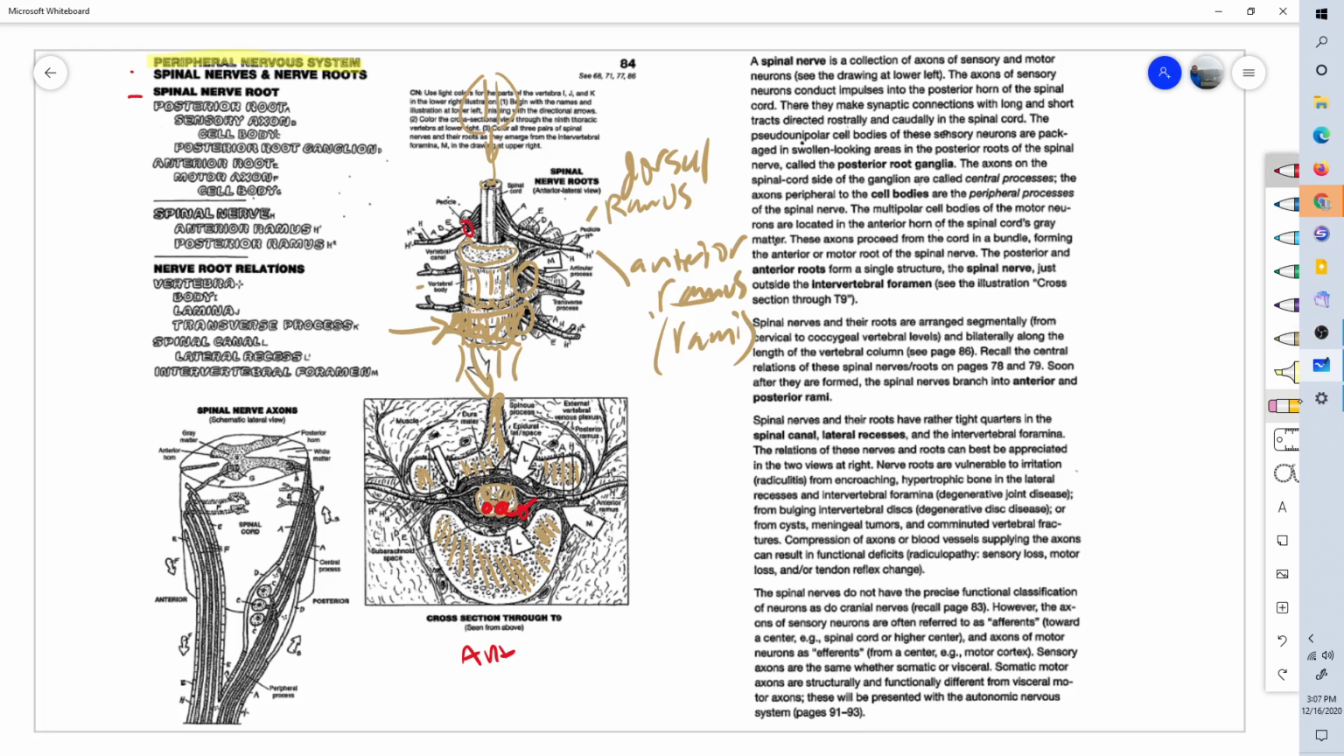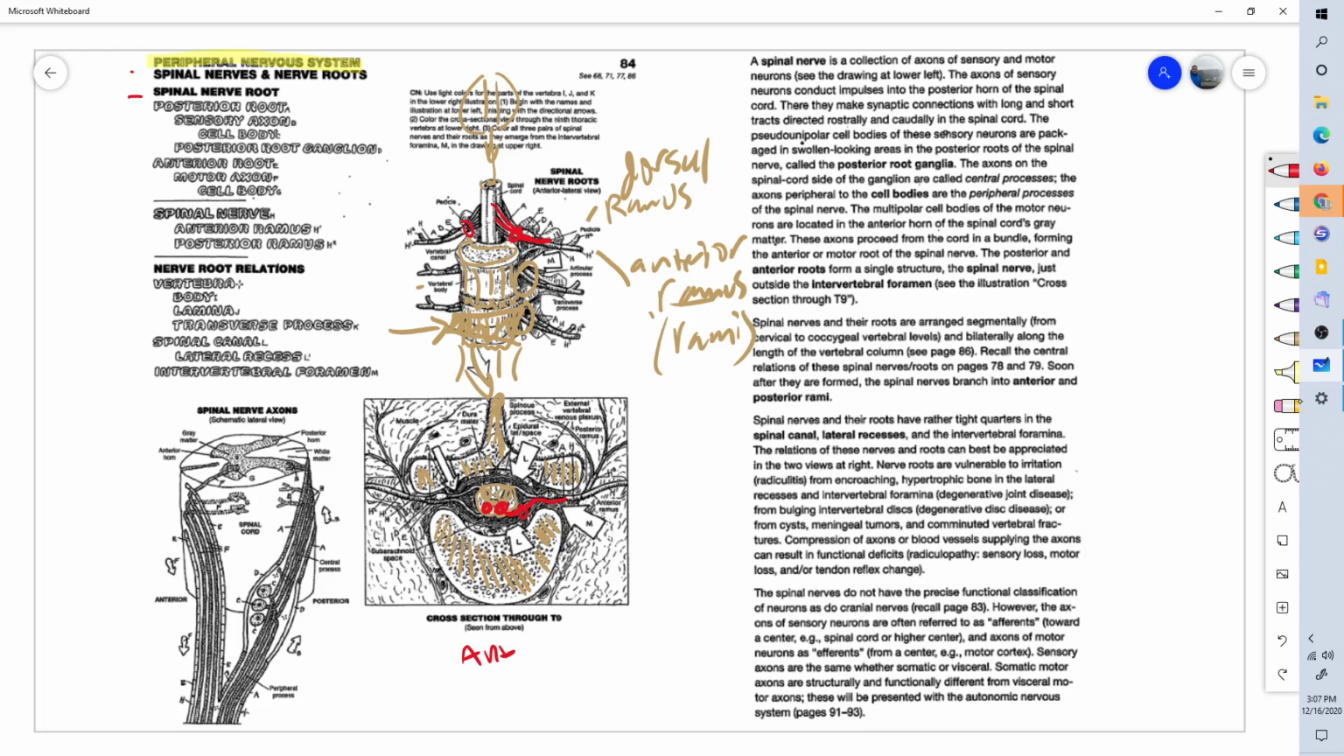This is the anterior root right here. You can see the nerves exiting through here, the neurons with the anterior root. And here's the same description right here. And the anterior root travels all the way up here, where it is joined with the dorsal root.